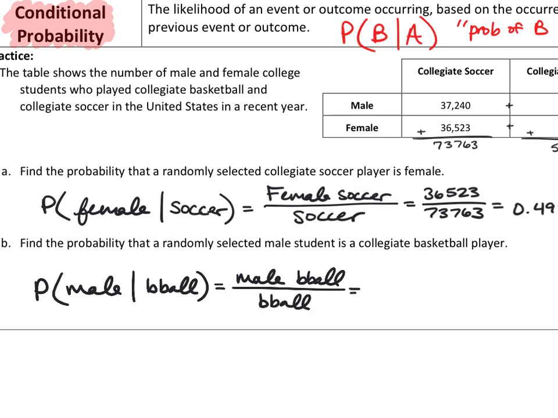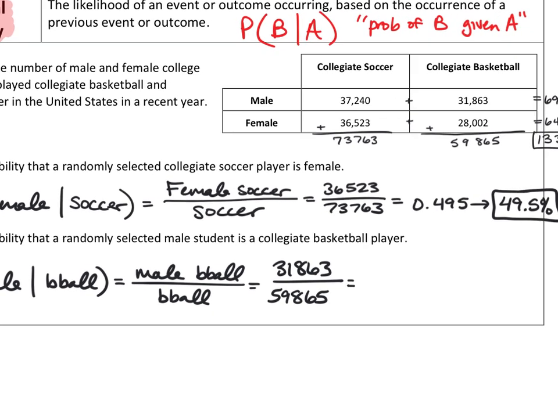In your table, the number of male basketball players is 31,863 out of a total of how many basketball players in general? That's the 59,865 number. Remember, unlike last time with the pizza example, we don't use the total because we're looking specifically only at basketball players. When you do that math in your calculator, you would get 0.532, which is 53.2%.